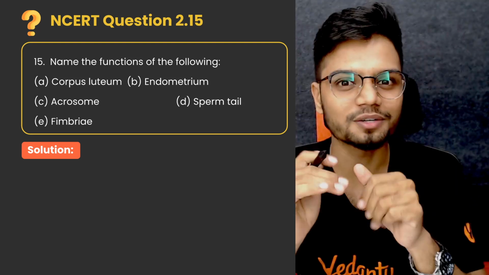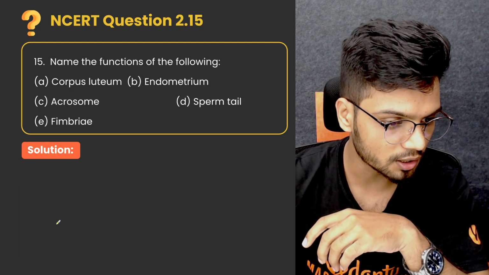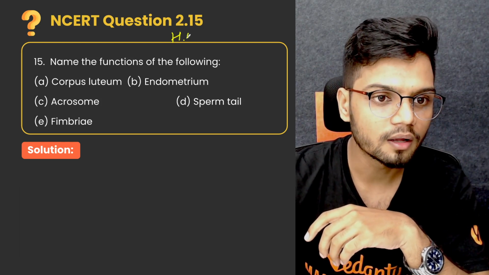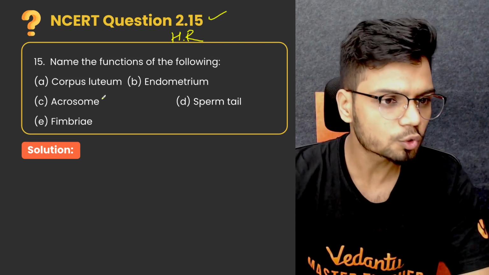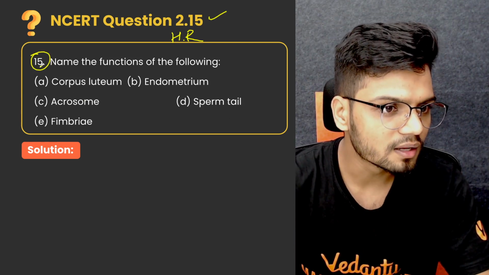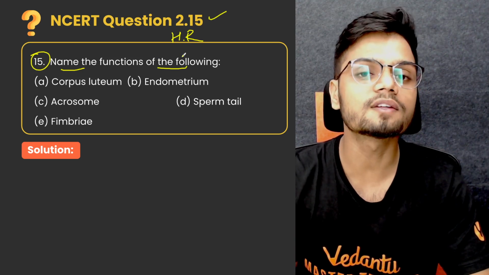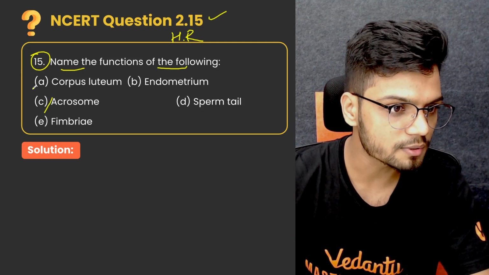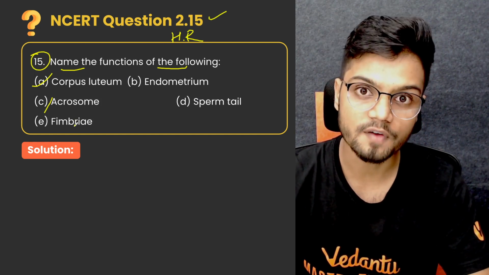Now here we have a question from the chapter Human Reproduction. Question number 2.15. Let's see what the question says. Name the functions of the following. They're asking us to define the functions. The first one is corpus luteum, then endometrium, acrosome, sperm tail, and fimbriae.